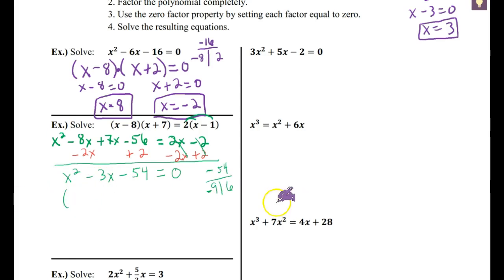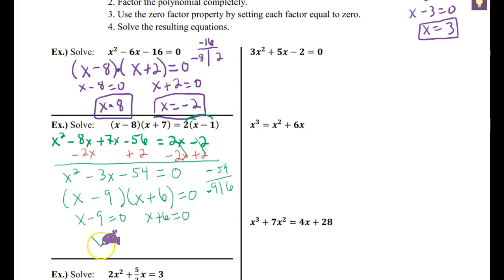I'm going to go straight into my parentheses. And x times x gives me x squared, minus 9 and plus 6 were the factors I found. So now I have it factored. I set each factor equal to 0. So that means that x could be positive 9. We add 9 to both sides. Or x could be negative 6. We subtract 6 from both sides. And those are our 2 solutions.